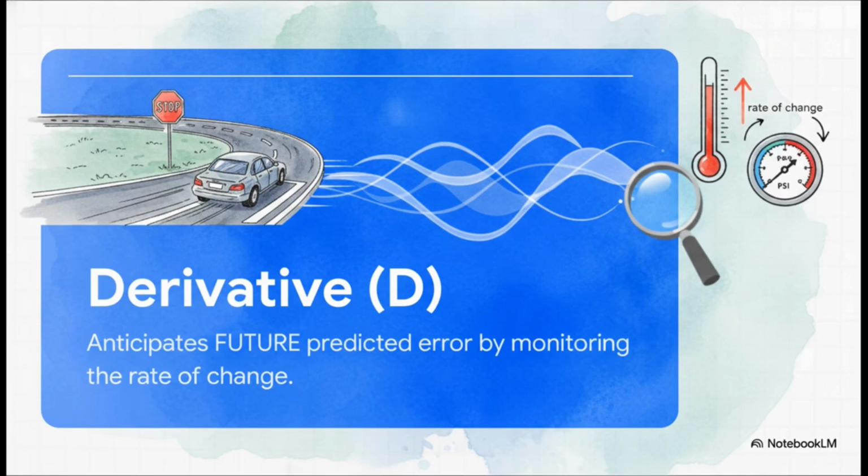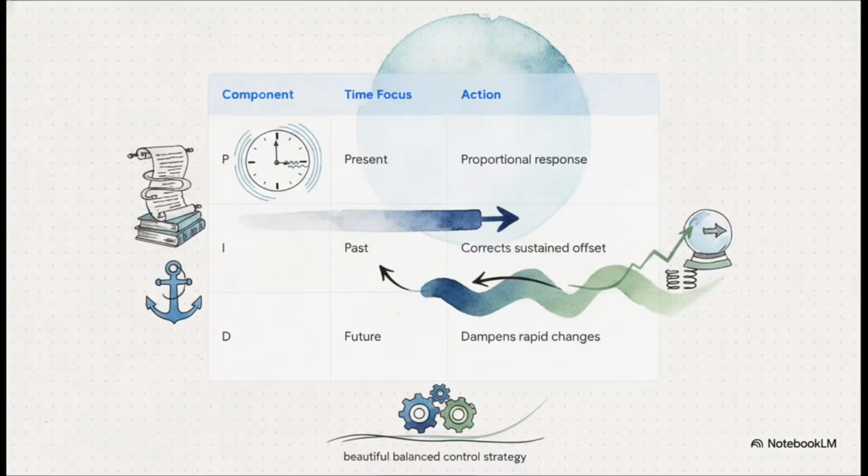Derivative sees how fast the temperature or pressure is changing and applies a dampening effect to prevent the system from just flying right past the set point. So, how does this whole trio actually work together?